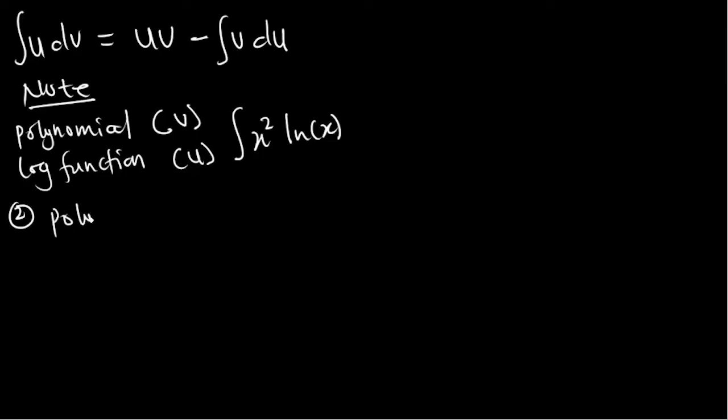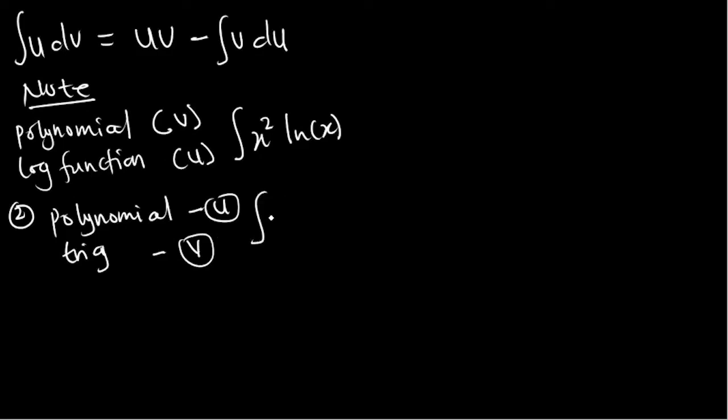Example 2, where there is the presence of a polynomial and a trigonometric function. Here the polynomial will be the u part, then the trigonometric part will be v. It's somehow opposite from the first example. For example, x sine 3x, we'll have x as our u, then sine 3x as our v.